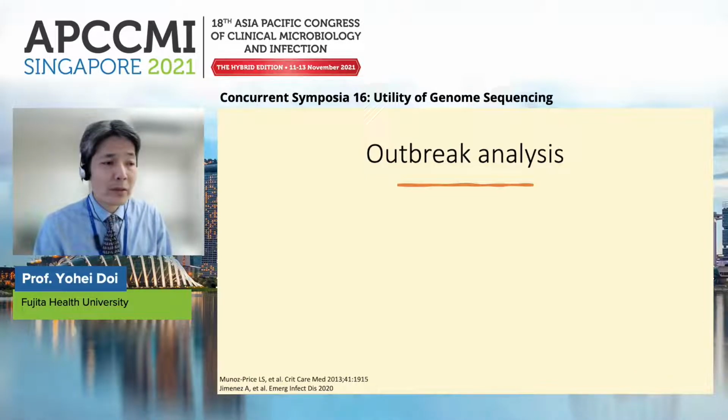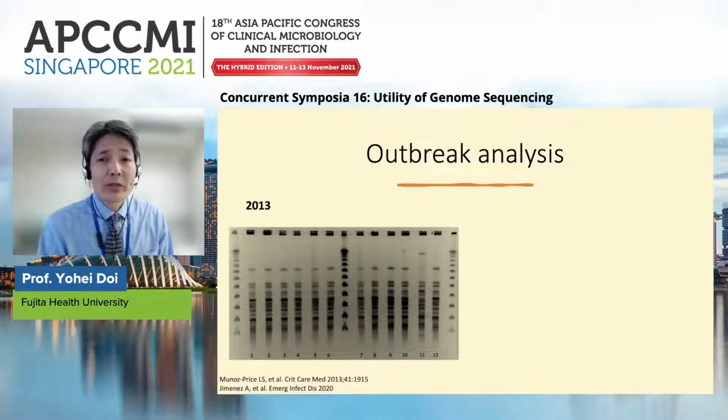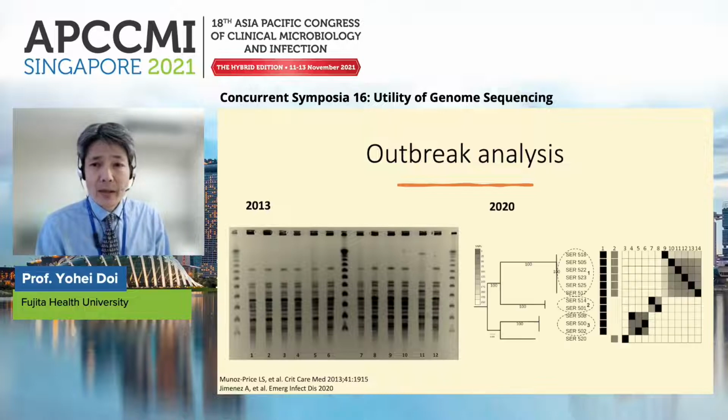So with that in mind, we'll look at some applications of genome sequencing in bacteria. Now, Dr. Rosen may be going into more detail about sequencing for infection control purposes. So I'll highlight an example here, in 2013, when we worked on analyzing an Acinetobacter outbreak. We were using pulsed field gel electrophoresis, PFGE, at the time.